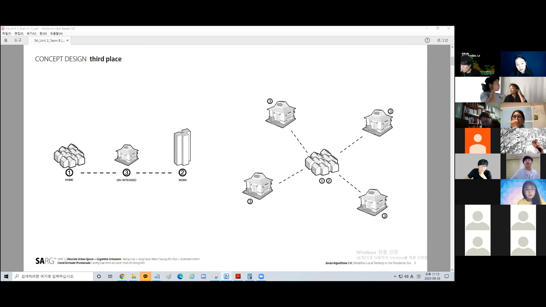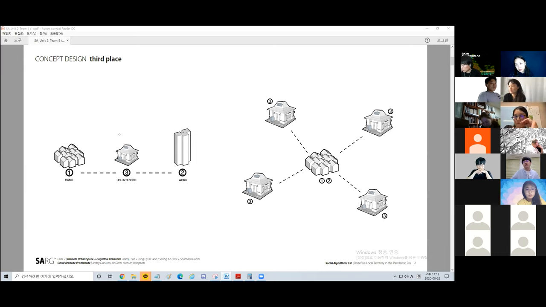So in this project, we suggest a new type of third place. As you know, the original third place was on the commuting path, just like this. Especially in Korea, the public transportation is very developed. So this kind of place is easily crowded by the commuter. Since there is a potential risk of infection, this kind of place needs to be avoided.